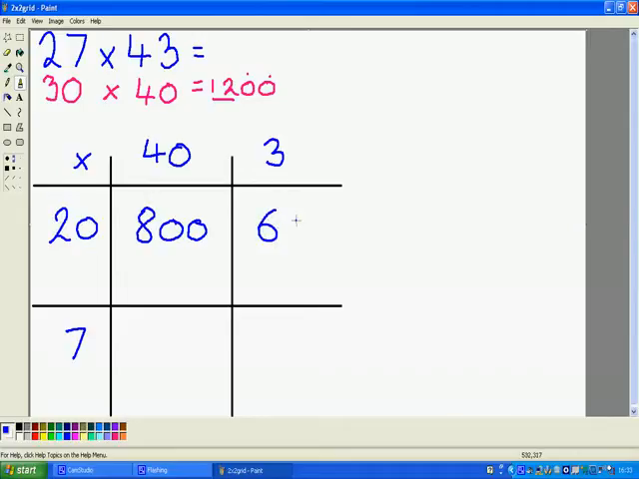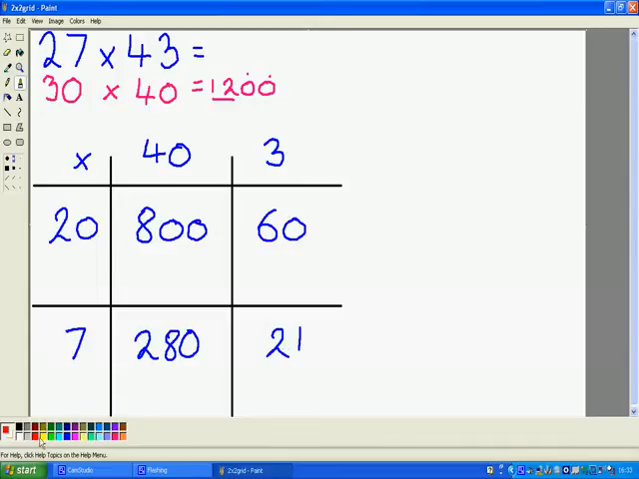Pop that in there. Then I'm going to go down here to the 7, so 7 times 40. 7 times 4 is 28, so 7 times 40 must be 280. And then finally 7 multiplied by 3. And 7 multiplied by 3 is 21.